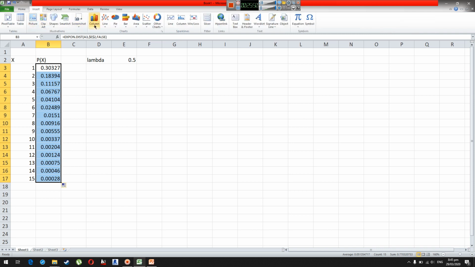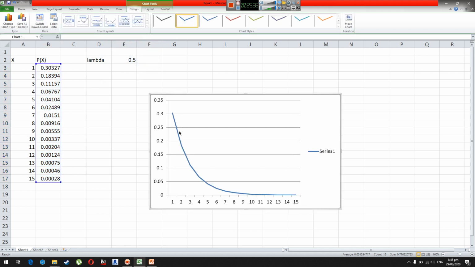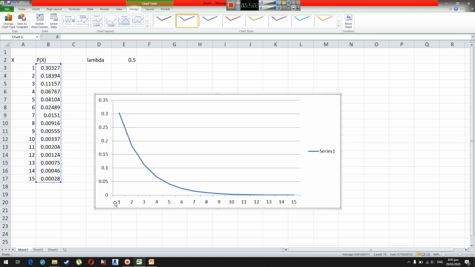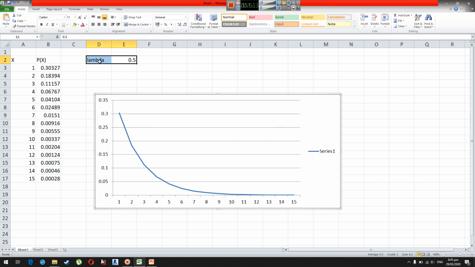If I plot, I have to use the line graph here because the data is continuous. If I take the line graph, now you can see here the exponential distribution, with the random variable value on the x-axis and probability values on the y-axis, using a lambda value of 0.5, and we will get the curve like this.